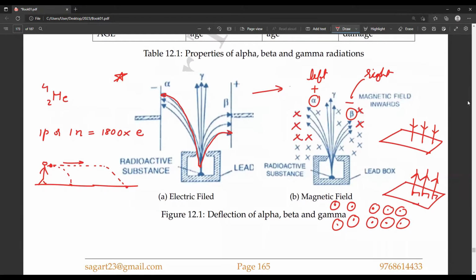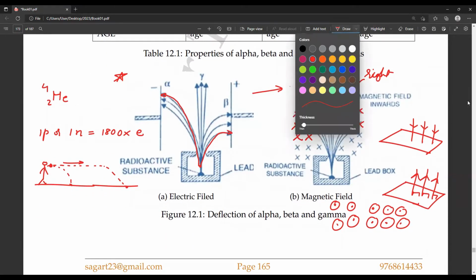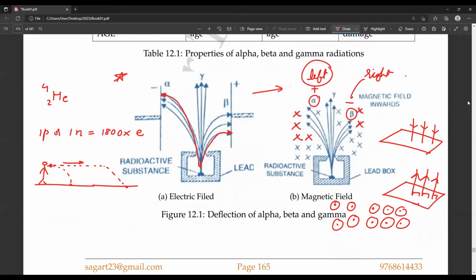Now, this is very obvious to know now that if the alpha particle is deflecting to the left, then the alpha particle will deflect to the right over here, and the beta particle will deflect to the left over here. Do you have any more questions? No, sir.